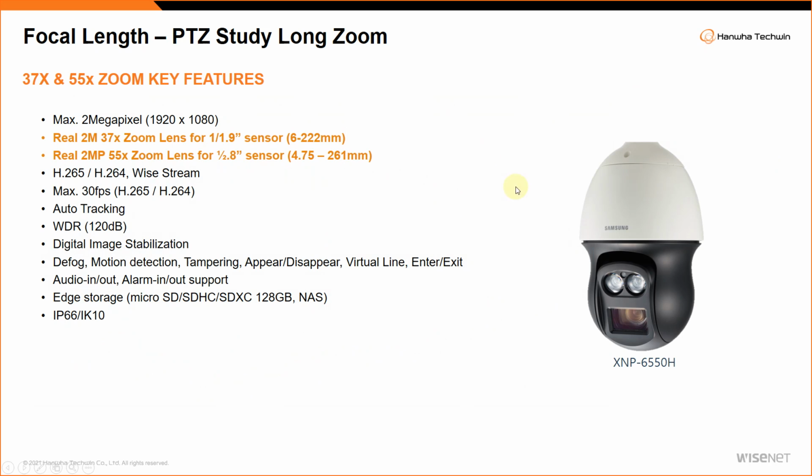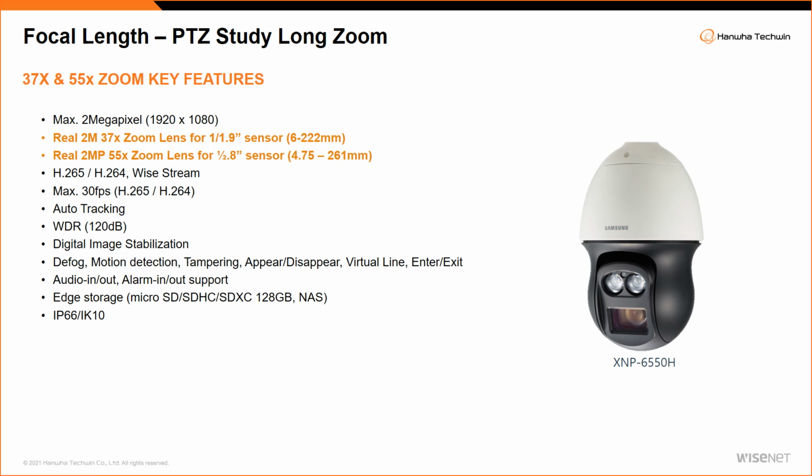Now, PTZ cameras. PTZ cameras are using zoom lens and they have very large focal lengths, 4.75 to 261, 6 to 222. Yesterday we saw a PTZ camera zooming in all the way to the end of the highway near the port. So I zoomed in and I showed you the PTZ camera.